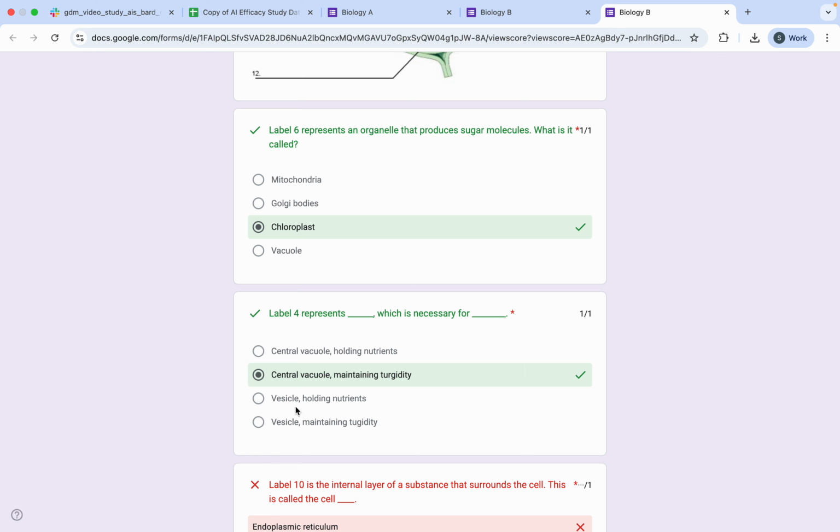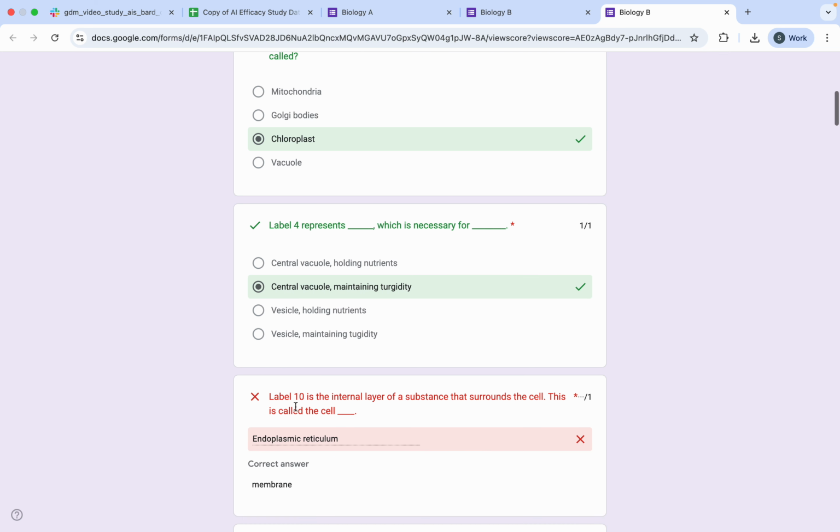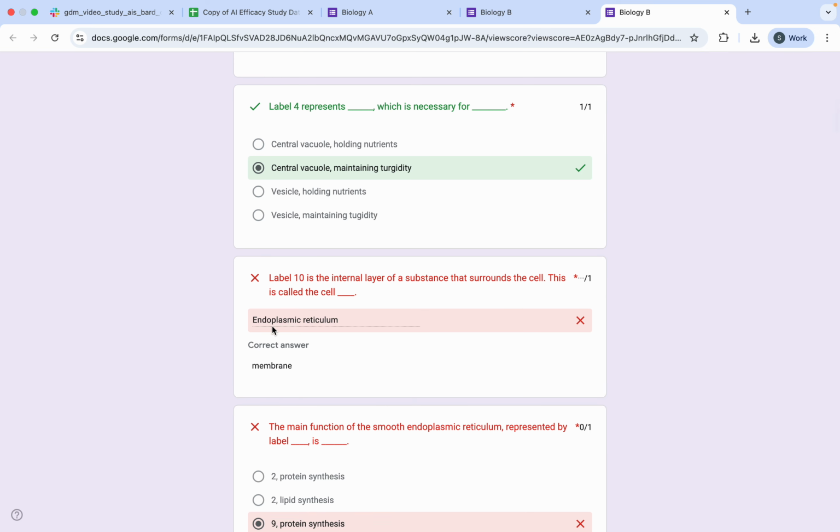Second question is central vacuole and maintaining turgidity, which is also correct. So next, here I have gone wrong. Label 10 is the internal layer of a substance that surrounds the cell. This is called membrane, which is the correct answer, not endoplasmic reticulum.